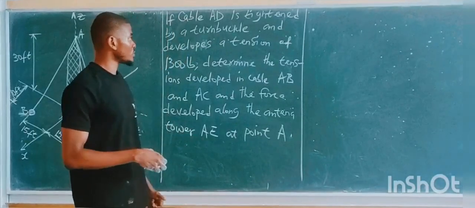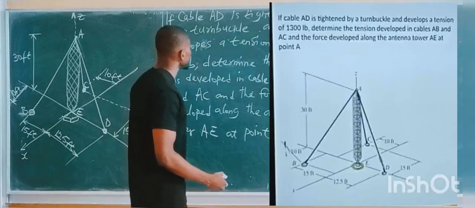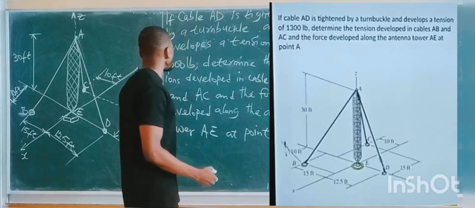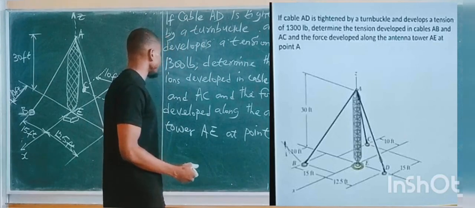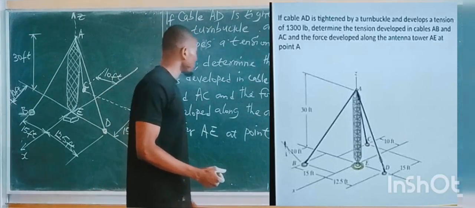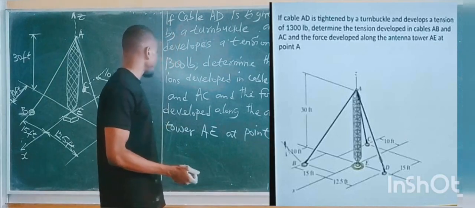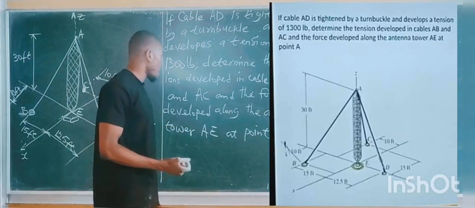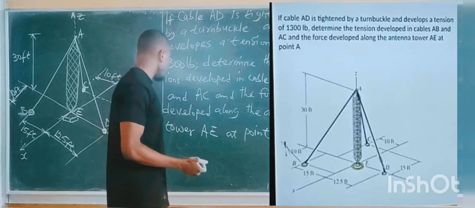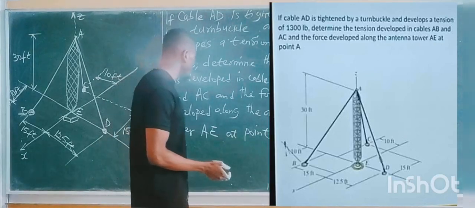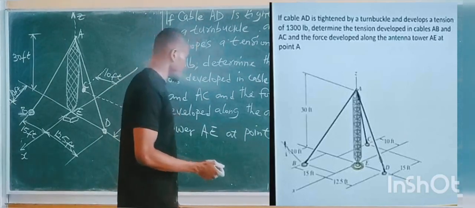Now let's consider this question in three dimensions, which says if cable AD is tightened by a thumb and develops a tension of 1,300 pounds, determine the tension developed in cable AB and AC and the force developed along the antenna tower AE at point A.